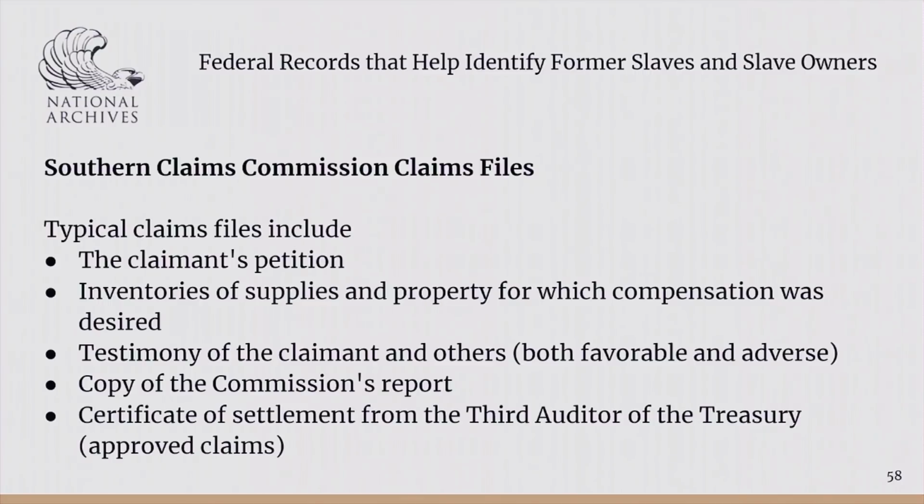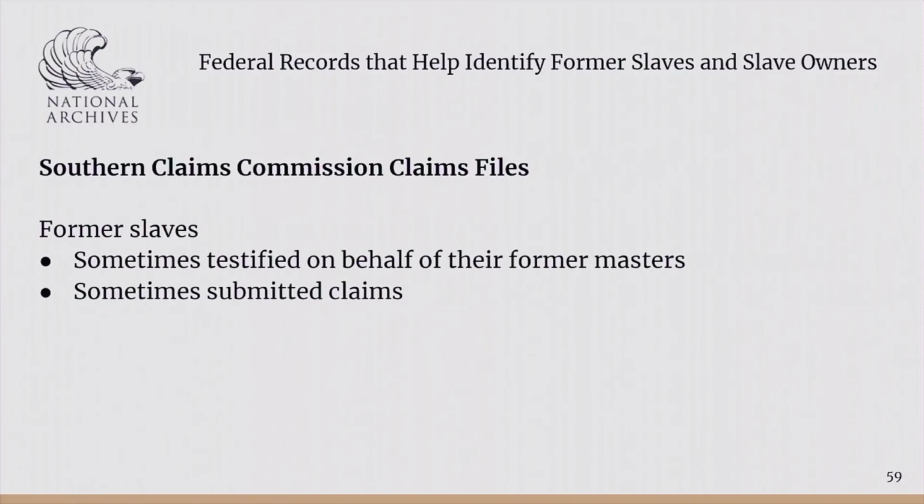But the typical claims file includes the claimant's petition, inventories of supplies and property for which compensation was desired, the testimony of the claimant and others, both favorable and adverse, a copy of the commission's report, and for approved claims, a certificate of settlement from the third auditor of the Treasury. Former slaves sometimes testified on behalf of their former masters and sometimes submitted claims themselves.